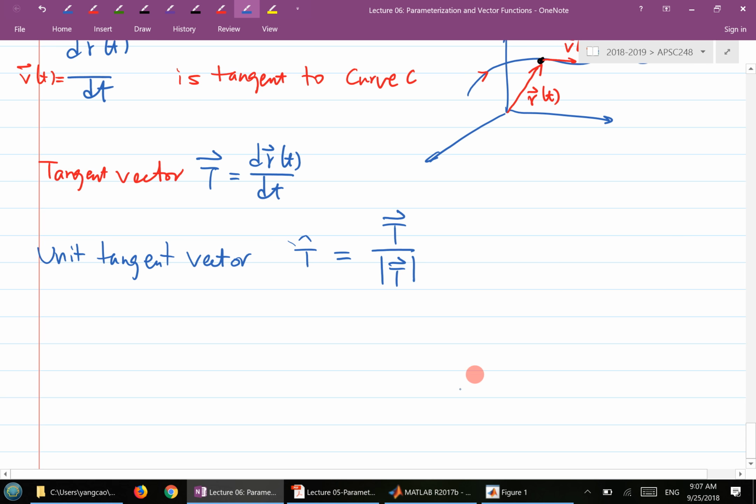Okay. So let's see if this is my curve here. This is curve C. And here is the tangent, the unit tangent vector T hat at here. So here is the unit tangent vector T hat.